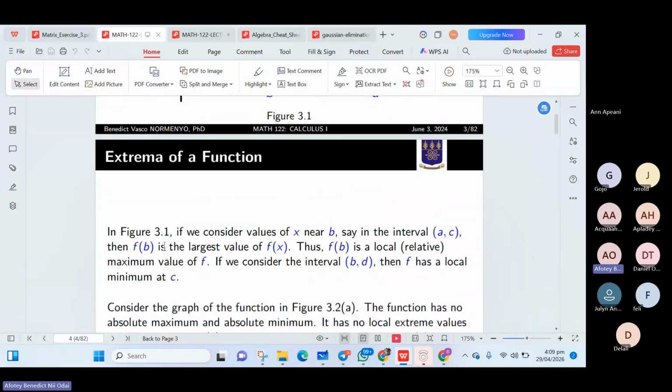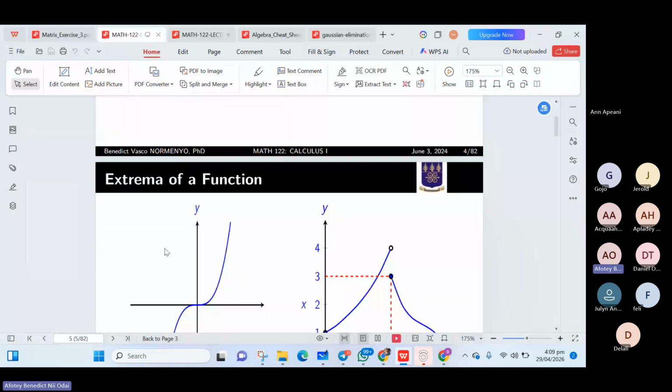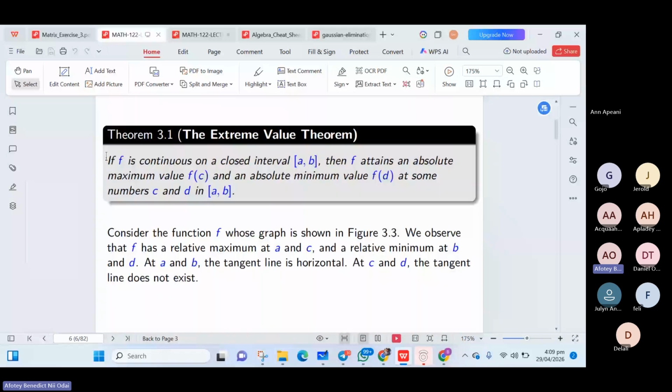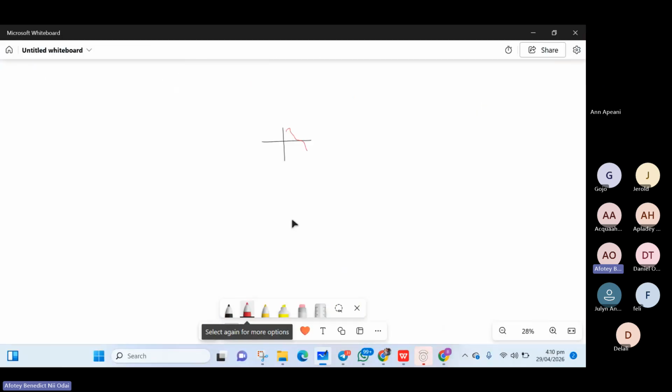Right, so from the extrema we can get the extreme value theorem. The extreme value theorem says if f is continuous on a closed interval [a, b], then f attains an absolute maximum value f of c and an absolute minimum value f of d at some numbers c and d in this interval. So let's understand this. Okay, let me make this smaller.